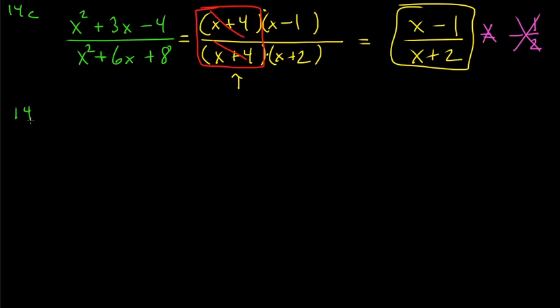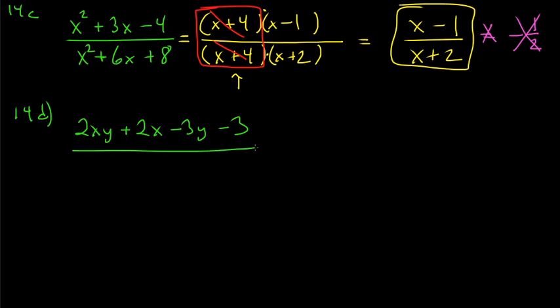All right, I'm going to do D because it's probably one of the more difficult ones. You get 2xy plus 2x minus 3y minus 3 all over 2xy plus 4x minus 3y minus 6. Looks tricky, but again, it's just a matter of how good you are at factoring. And we just did a whole bunch of factoring problems not that long ago, so hopefully it's not too bad. Yeah, again, just be careful you don't get sloppy here.